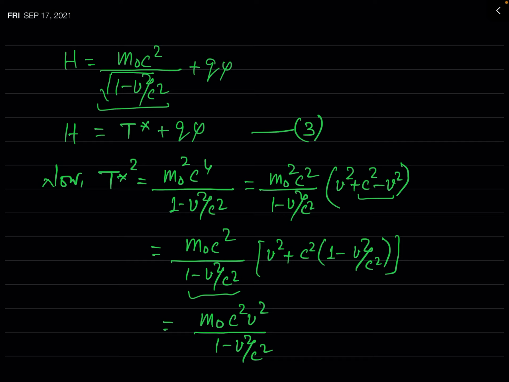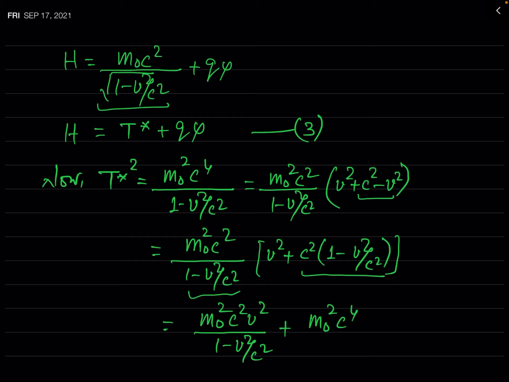1 minus v square by c square. Sorry, here there is not m naught, but this is m naught square. And plus, when you multiply by this outside factor to this term, this 1 minus v square by c square will cancel out, and the remaining term is c square. So this will be simply m naught square c4.